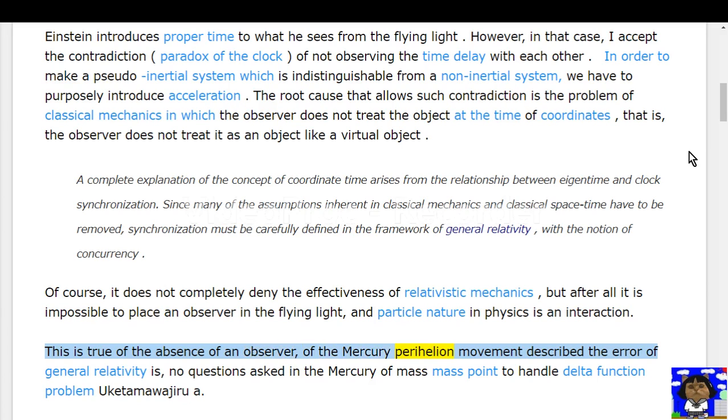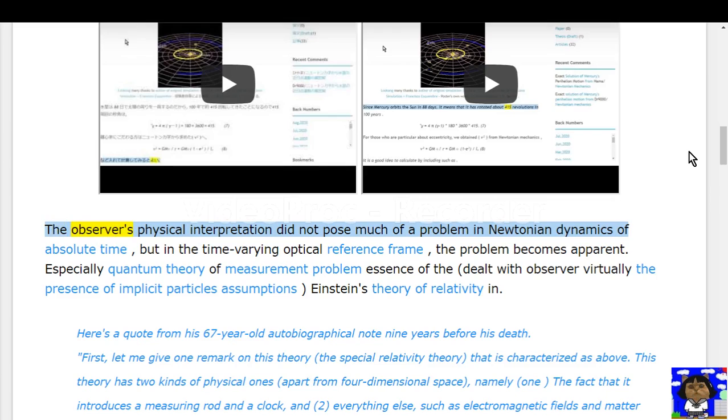Of the Mercury perihelion movement described, the era of general relativity is no questions asked in the Mercury of mass point to handle the delta function problem. The observer's physical interpretation did not pose much of a problem in Newtonian dynamics of absolute time, but in the time-varying optical reference frame, the problem becomes apparent. Especially in the quantum theory of measurement problem, the essence is that the observer is dealt with virtually, the presence of implicit particle assumptions, in Einstein's theory of relativity.